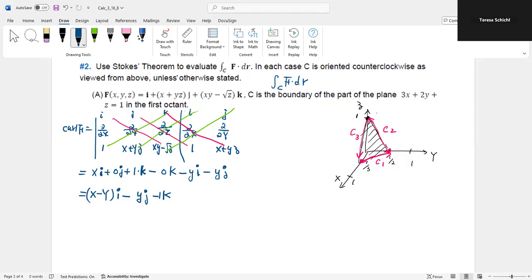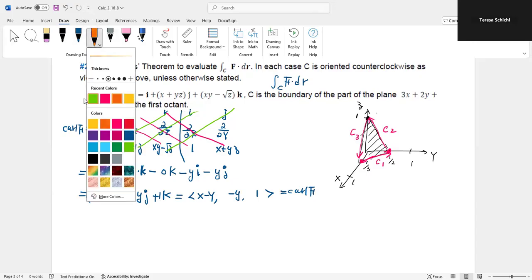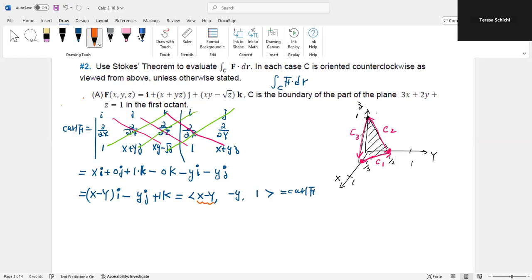All right, so this is the equal. I can put it into vector form. So negative y. Oh, then this is a positive. So positive 1, right? So this is equal to my curl, right? So this is equal to this vector field. And then I can say this is my P component function, this is my Q component function, and this is my R component function here.